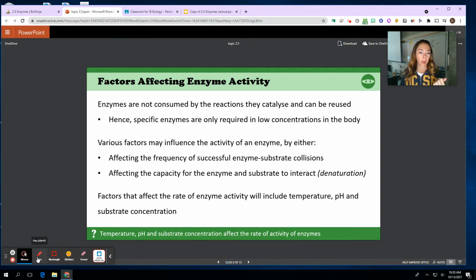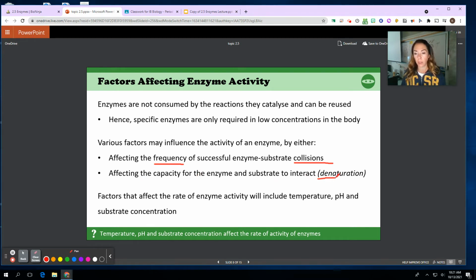Okay. Now there's a couple different factors that we're going to be looking at for enzyme activity right here, right? So the factors that influence the frequency of the collision, right? So how fast or how often those two things are colliding. And then the capacity for the two to interact, right?